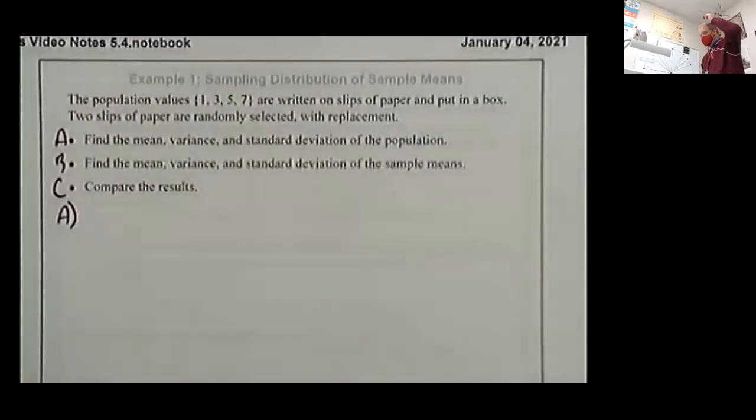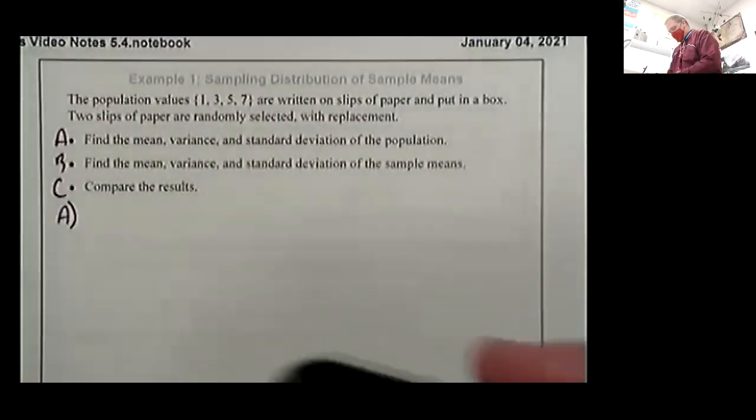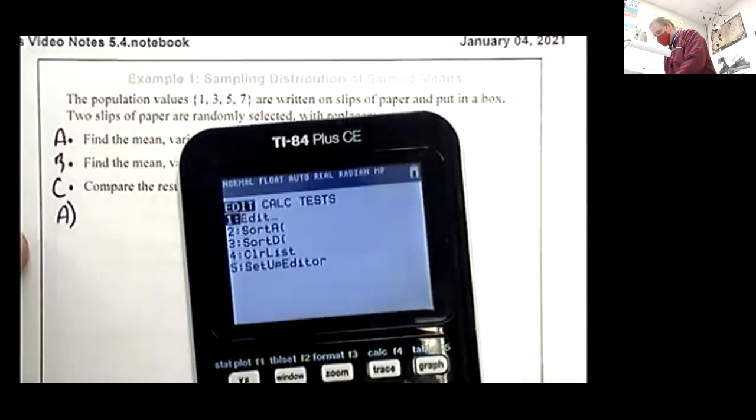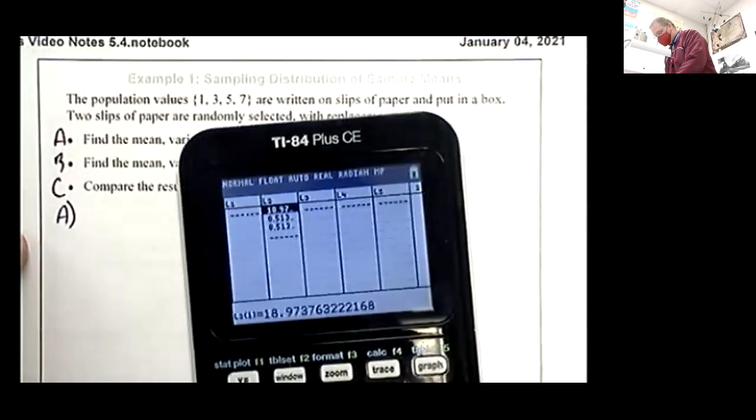So here is part A. Let's find the mean, variance, and standard deviation of the population. We can do that really easily by using our calculator. I just put my calculator away, so let me get it back out. To do that, we're going to run one variable stats. We're going to put that in our calculator. So stat, edit, and let me clear this one out.